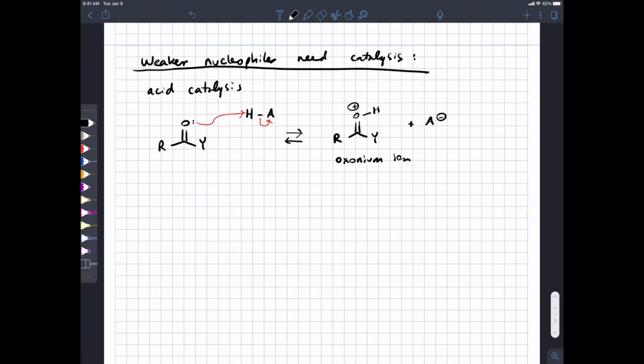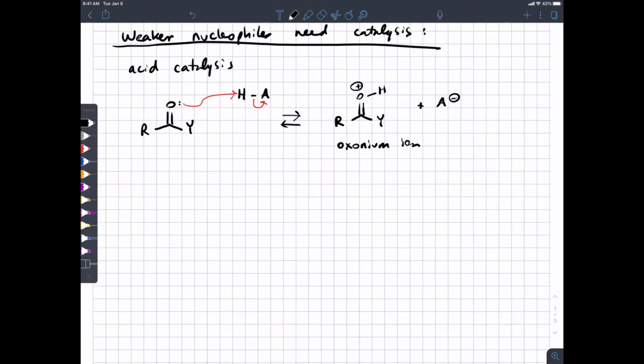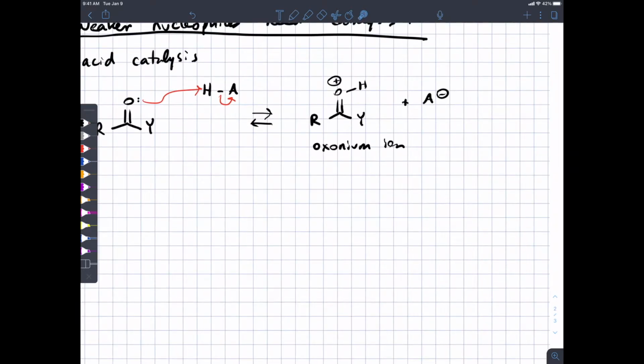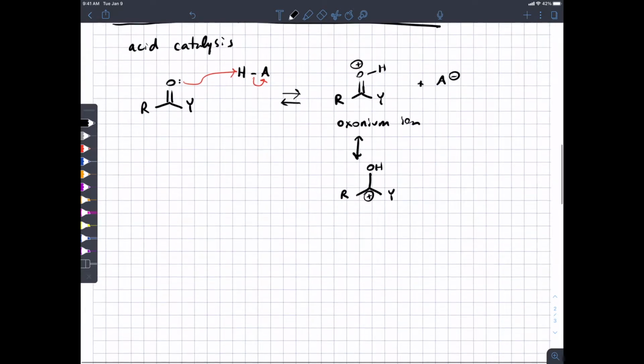And that oxonium ion is now super reactive because you have a positive formal charge on an oxygen that's more electronegative than carbon, and you can draw a resonance structure in which the oxygen is neutral and the carbon is positively charged. What this does is it makes the carbonyl compound even more reactive at carbon. It lowers the energy of the carbon-oxygen pi star, and now weaker nucleophiles can attack.